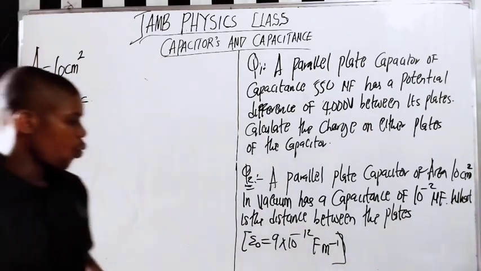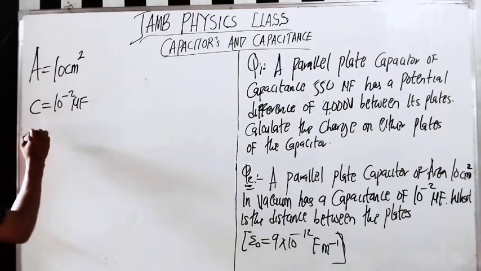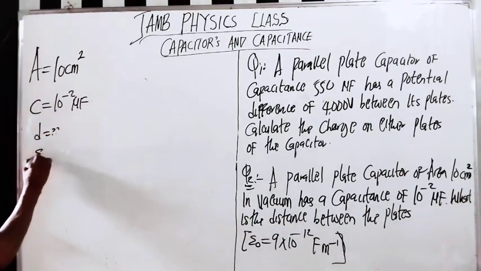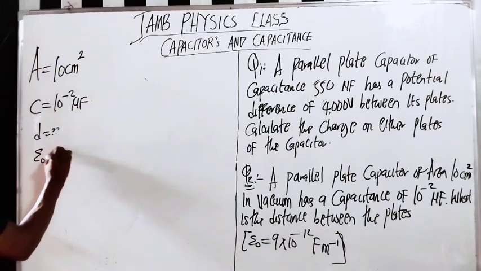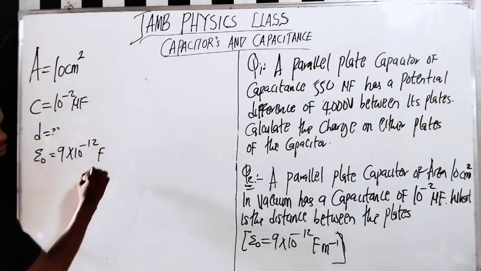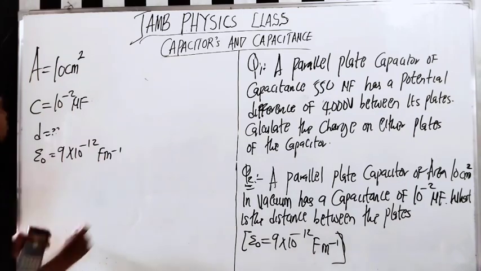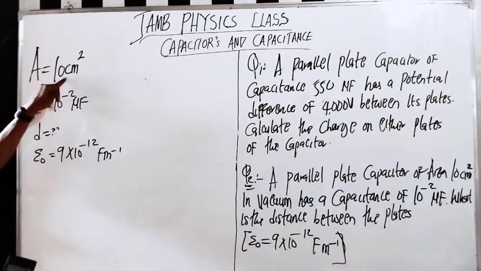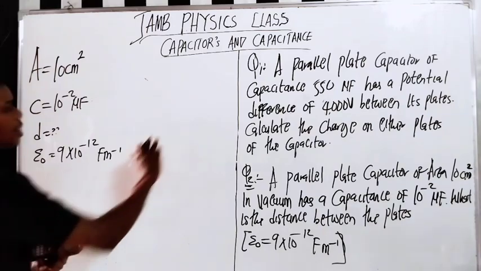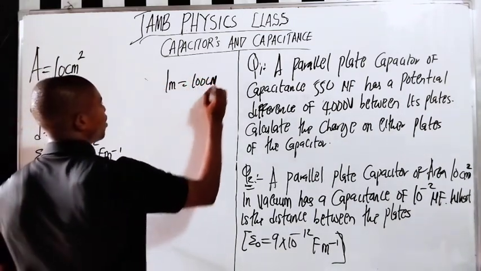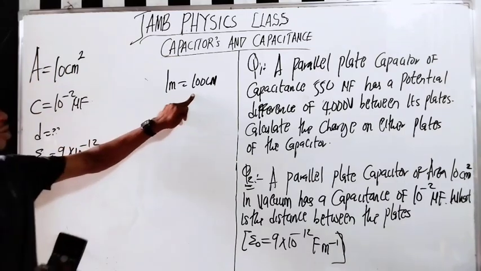What is the distance? My distance is what I don't know. Then my permittivity of the material is 9 times 10 to the minus 12 farad per meter. Now this one is already in meter. Then I have to convert the area to meter. Remember, 1 meter equals 100 centimeter.